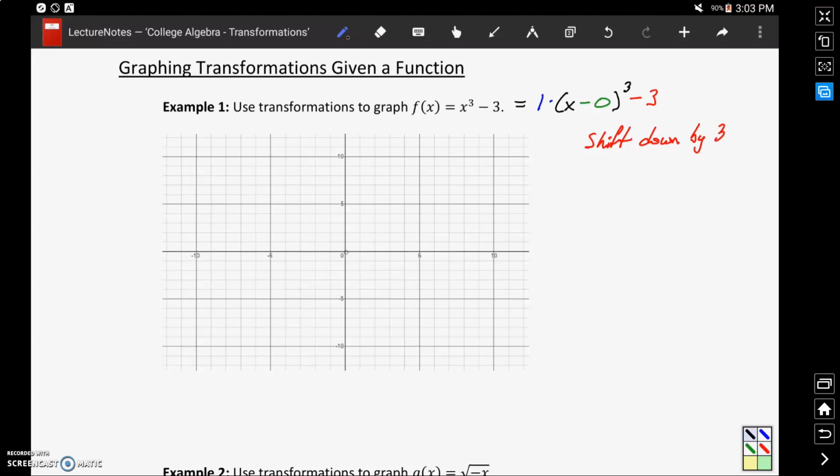To give ourselves sort of a placeholder, we could start off by graphing x cubed itself. So we'd have points at 0, 0, 1, 1, and 2, 8. Then negative 1, negative 1, and negative 2, negative 8.